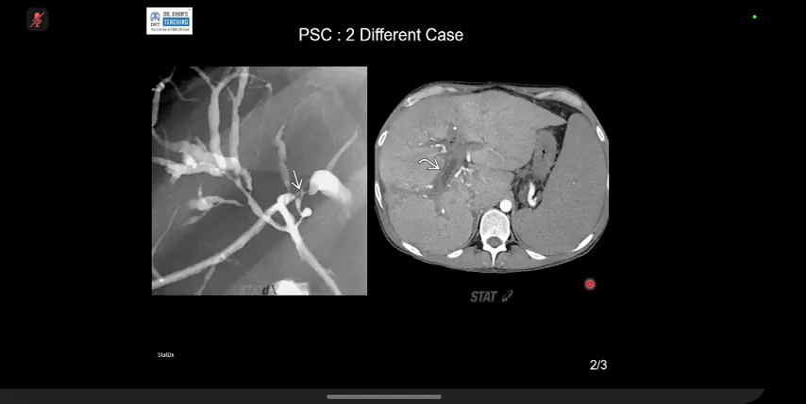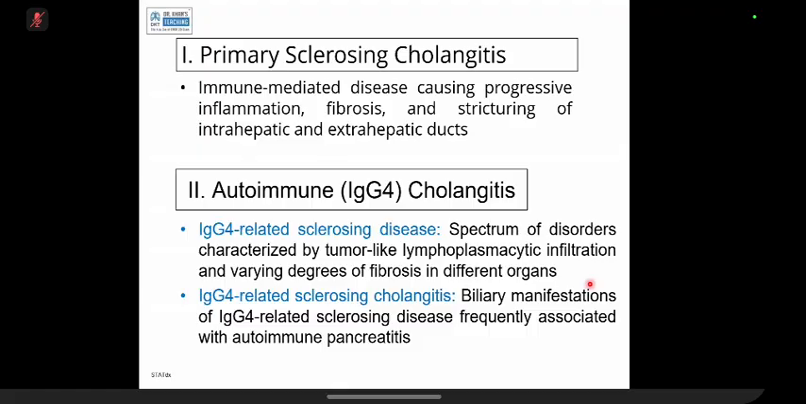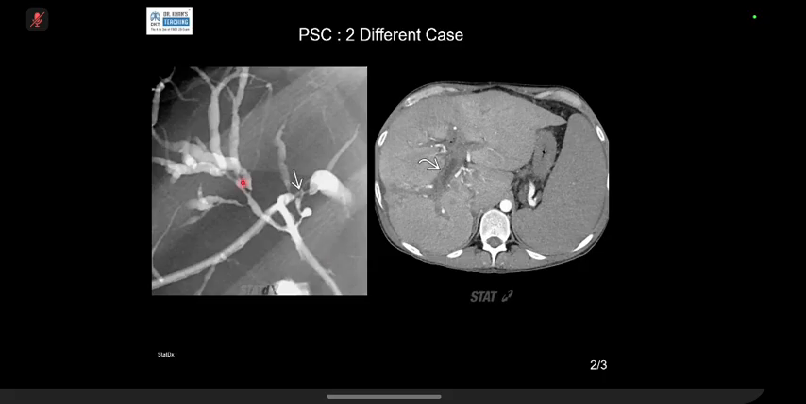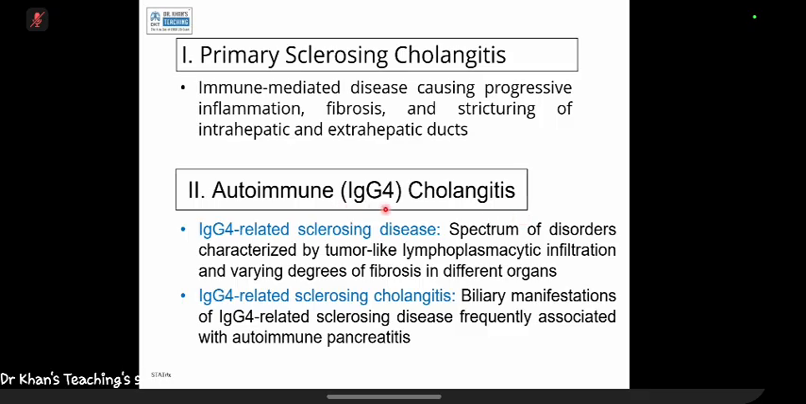What is this? PSC. If you see here, look at the bile duct, it is irregular. There is stricturing. There is nodularity. And look at the intrahepatic ducts, they are similar. So this is PSC, primary sclerosing cholangitis. You can also see it here. You can see enhancement on a CT scan. You have to differentiate it from autoimmune cholangitis with IgG4 related disease.